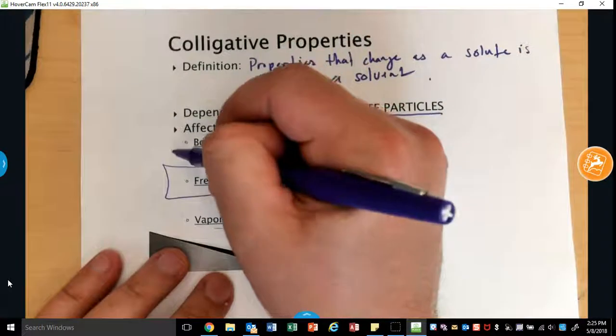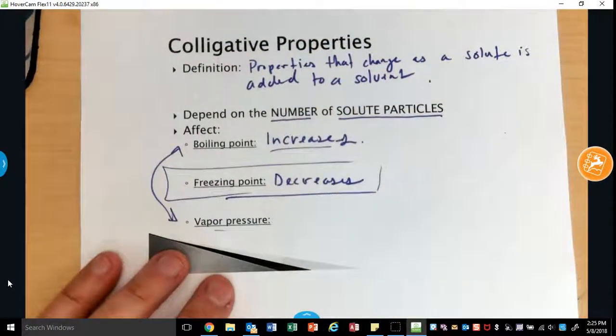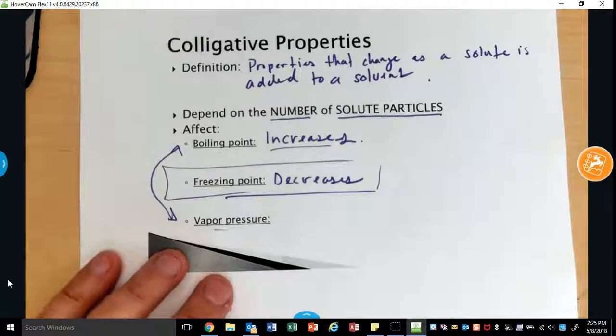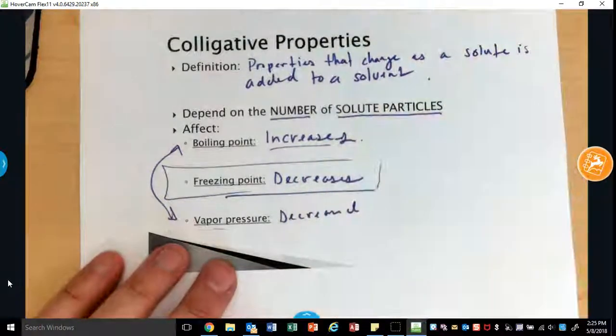You have to remember that vapor pressure is intricately linked with boiling point. As the boiling point increases, the amount of evaporation you're going to get will decrease. Vapor pressure is caused by evaporation, and the more evaporation you get, the higher the vapor pressure. So if increased boiling point means decreased evaporation, then it also means decreased vapor pressure.